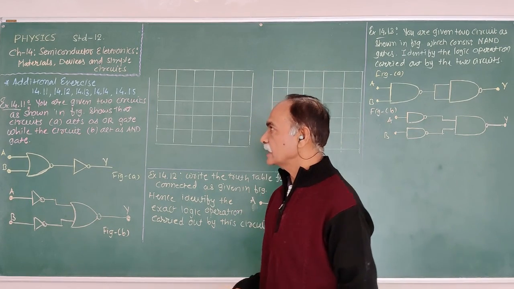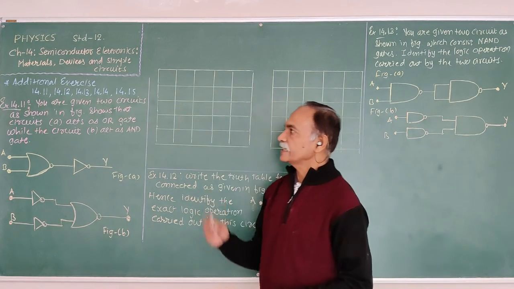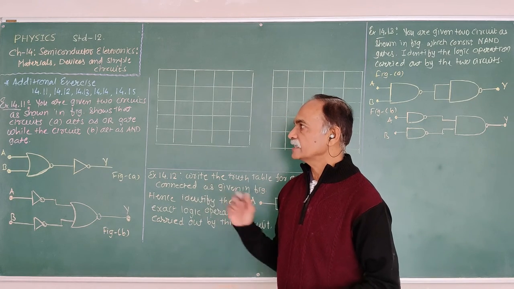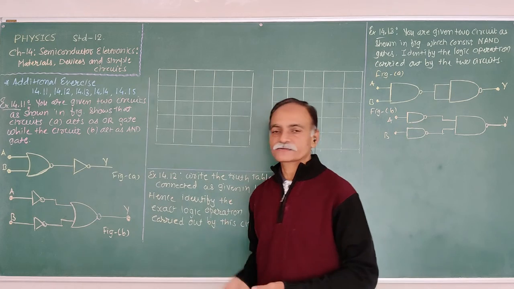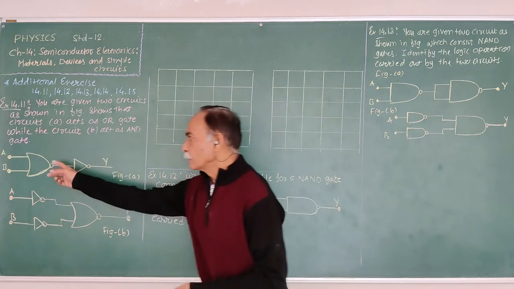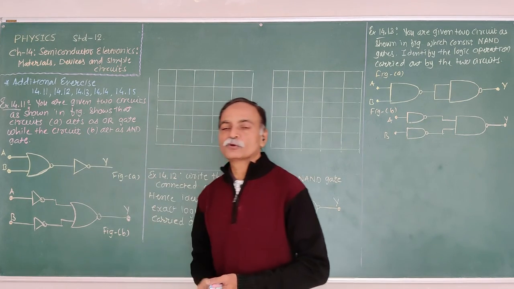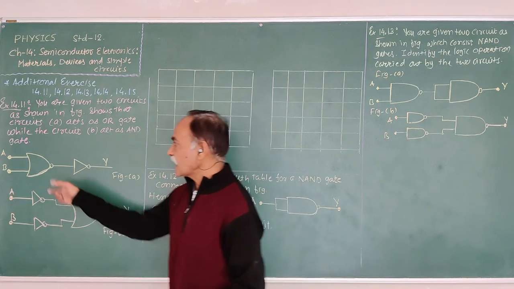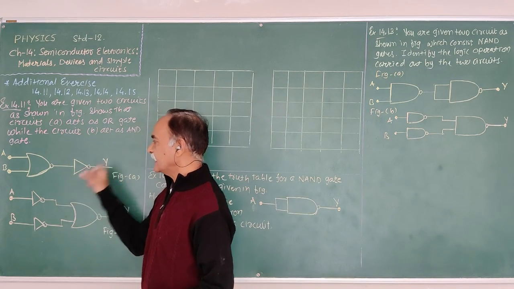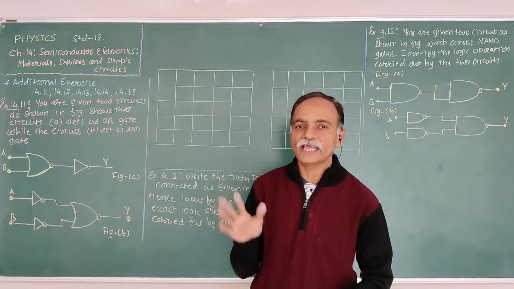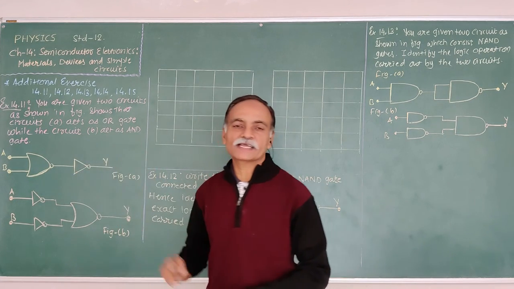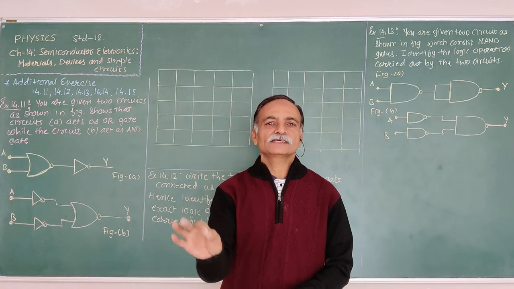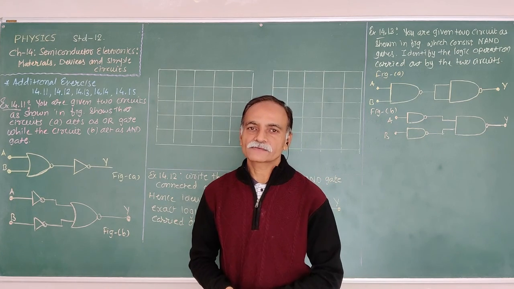Now in 14.11 you are given two circuits as shown in the figure. It is shown that the first circuit acts as an OR gate. Here the NOR gate is connected with the NOT gate. That means the output of the NOR gate is connected as input of a NOT gate. We have to show that the operation of this circuit is the same as the operation of an OR gate.